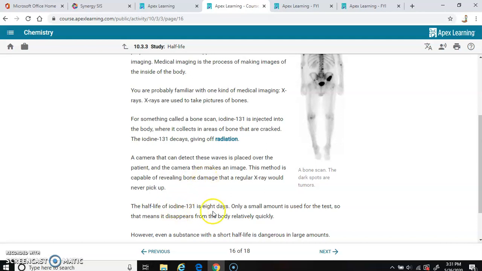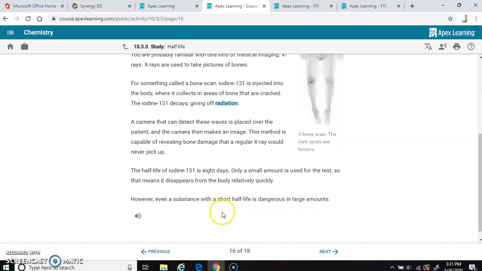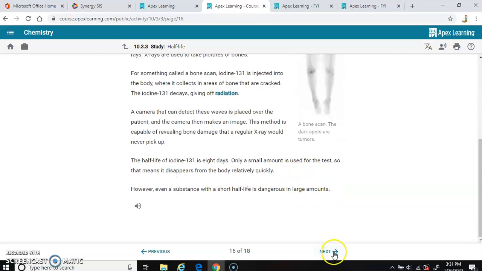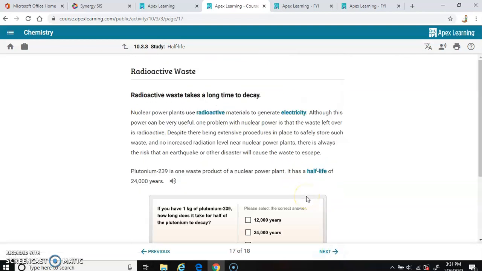The half-life of this iodine is only 8 days, so as it's decaying, it'll give off this radiation. Only a small amount is used, and it disappears really quickly, but having a lot of it would be a bad amount. So we do use it. It is useful for its radioactive elements.